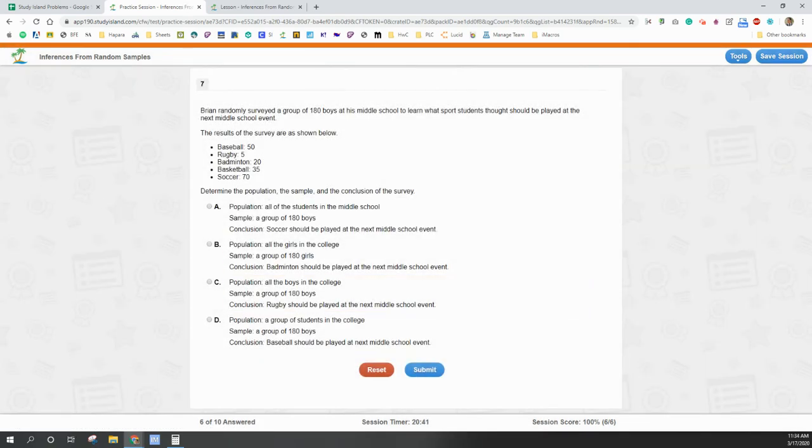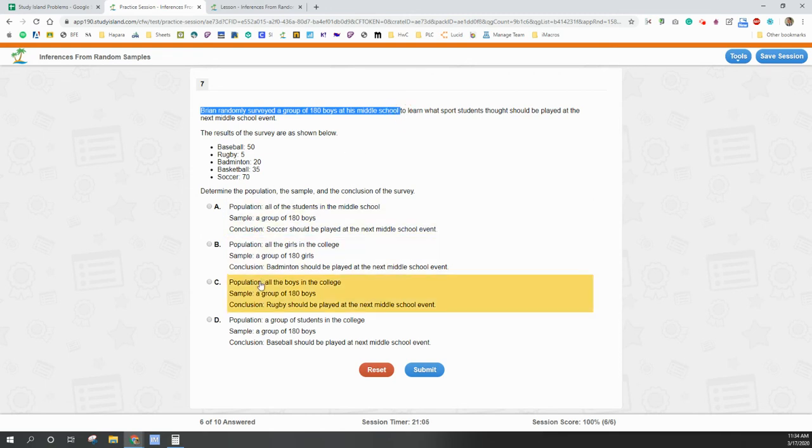Okay, next problem. This problem is a lot like an earlier problem we did. We've got a scenario here, and we're going to end up trying to determine the population, the sample, and the conclusion. So let's look at it. Brian randomly surveyed a group of 180 boys at his middle school. I'm just going to stop right there. The people you survey, that's the sample.